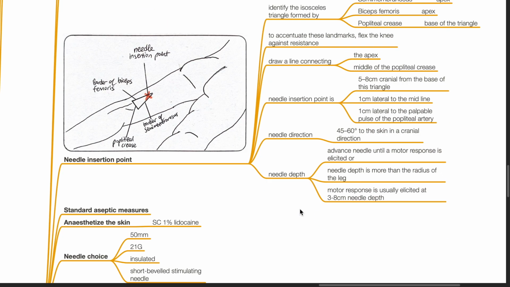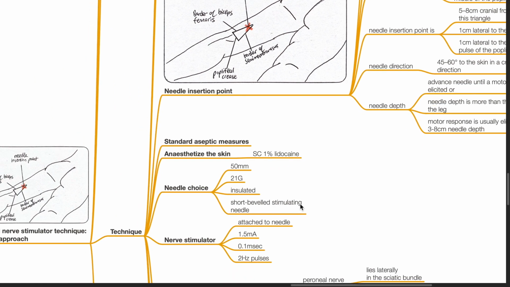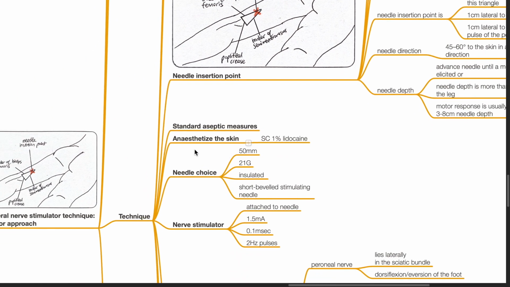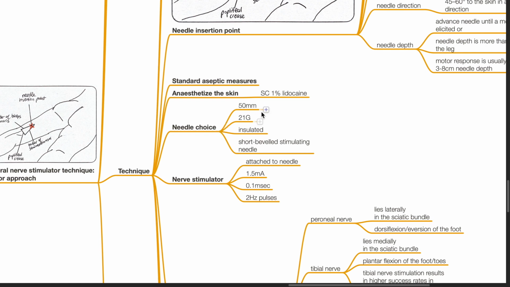Needle depth: advance needle until a motor response is elicited, or needle depth is more than the radius of the leg. Motor response is usually elicited at 3 to 8 cm needle depth. Standard aseptic measures. Anesthetize the skin with subcutaneous lidocaine. Needle of choice is a 50 mm 21 gauge insulated short bevel stimulating needle.